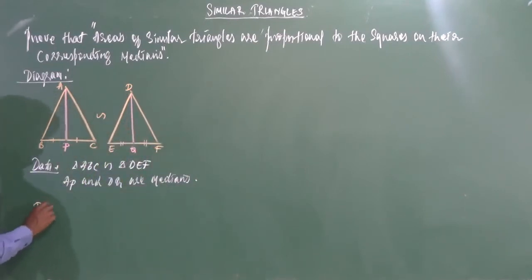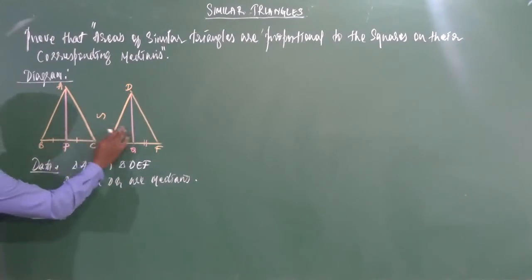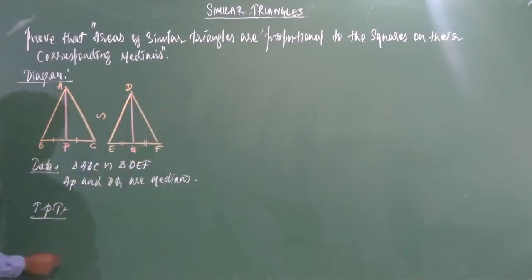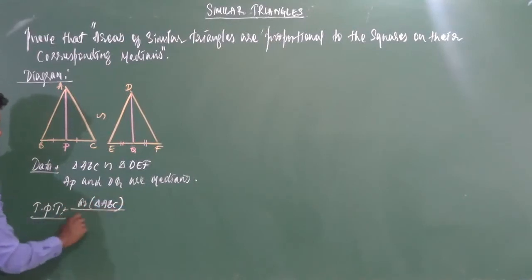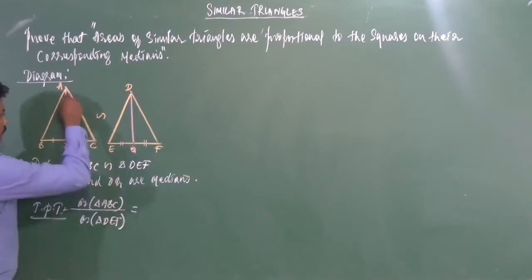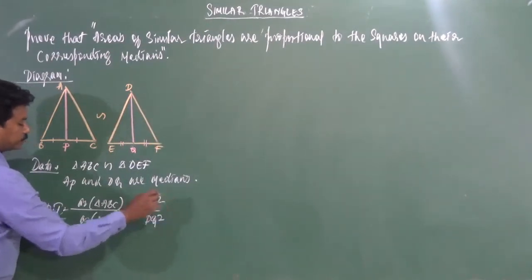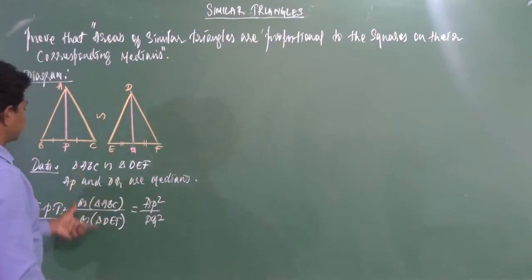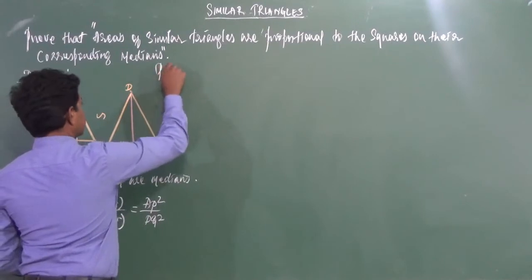So you have to prove that. What is to be proved? The ratio between the areas of similar triangles is proportional to the squares on their corresponding medians. So that is, area of triangle ABC by area of triangle DEF will be equal to AP square by DQ square. This is what we have to prove. Right. As this data is sufficient, we can directly enter into the proof.